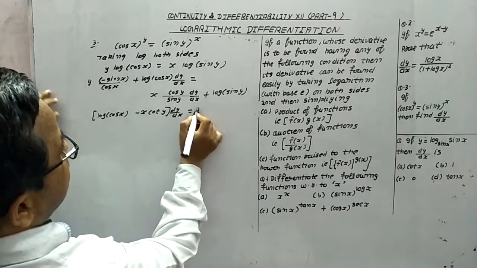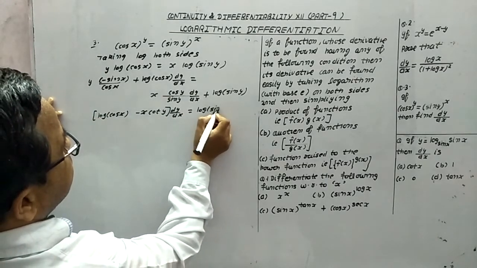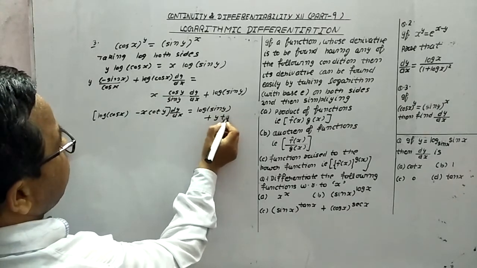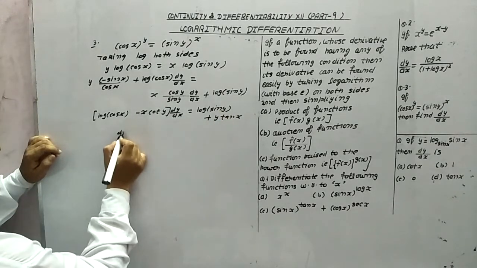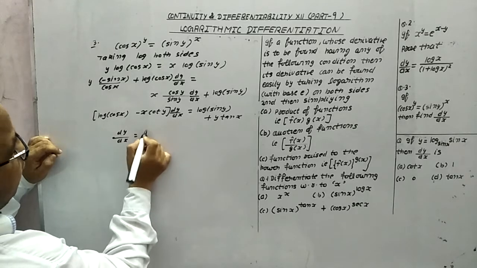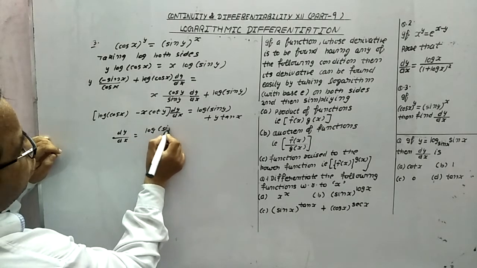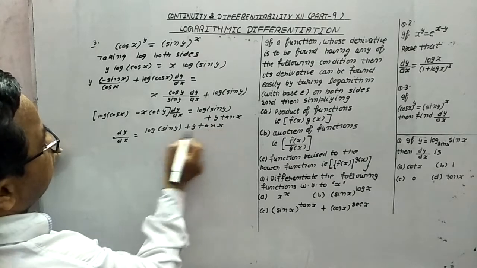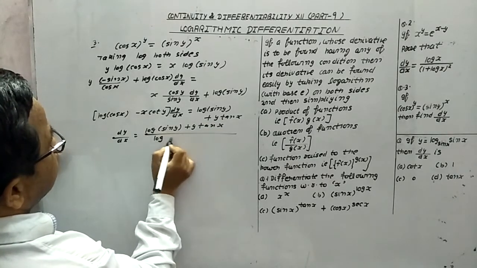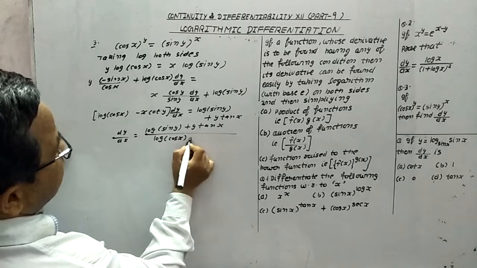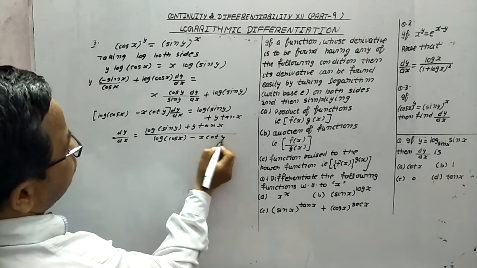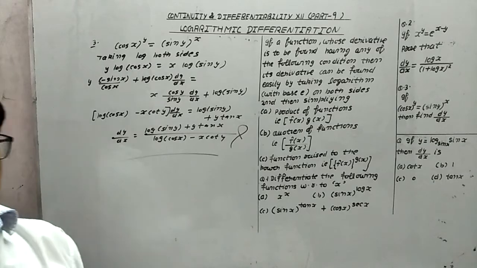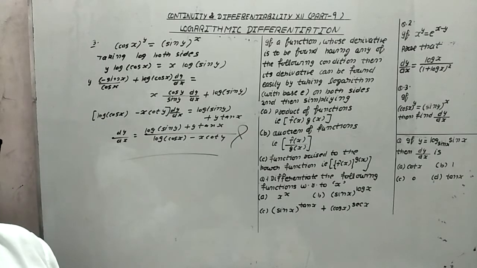Shift this term here, log sin y, and this is minus, which is already here. It means this becomes plus y tan x. It means the answer of this one is dy by dx is equal to log sin y plus y tan x upon log cos x minus x cot y. So this is the answer. In this way you have to do the practice for other questions also.